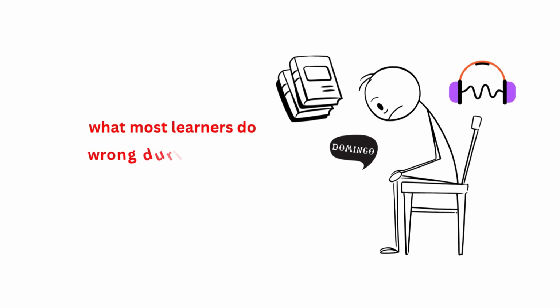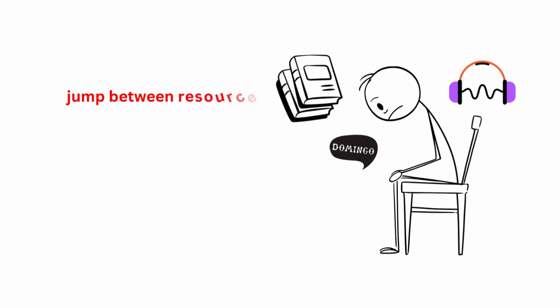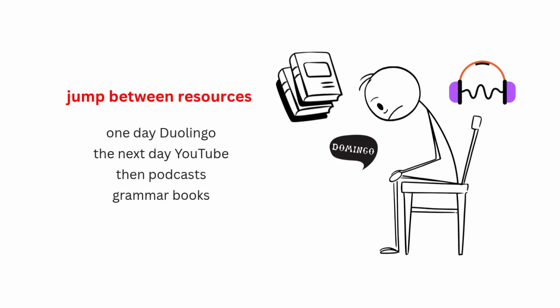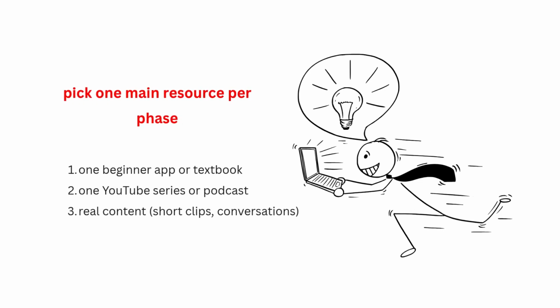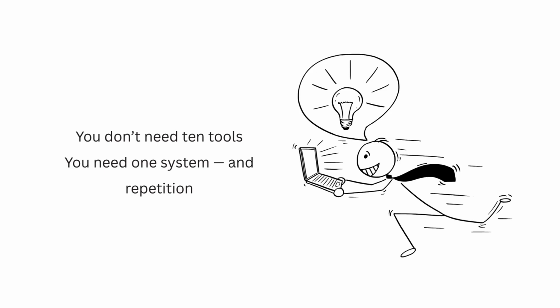Now let's talk about what most learners do wrong during those 90 days. They jump between resources, one day Duolingo, the next day YouTube, then podcasts, then grammar books, and end up overwhelmed. Here's the fix. Pick one main resource per phase. For example, phase 1, one beginner app or textbook. Phase 2, one YouTube series or podcast. Phase 3, real content, short clips, conversations. You don't need 10 tools. You need one system and repetition.